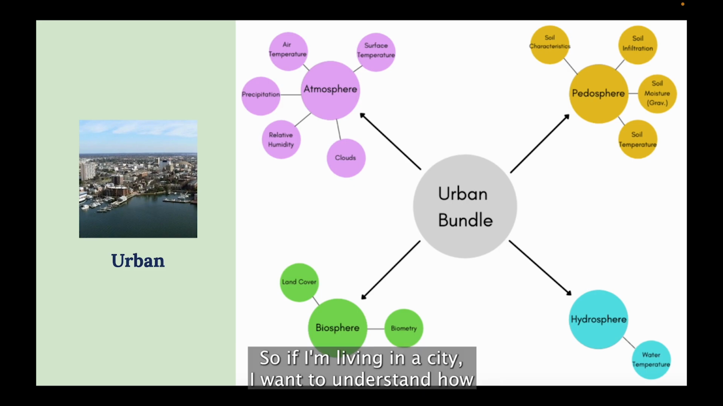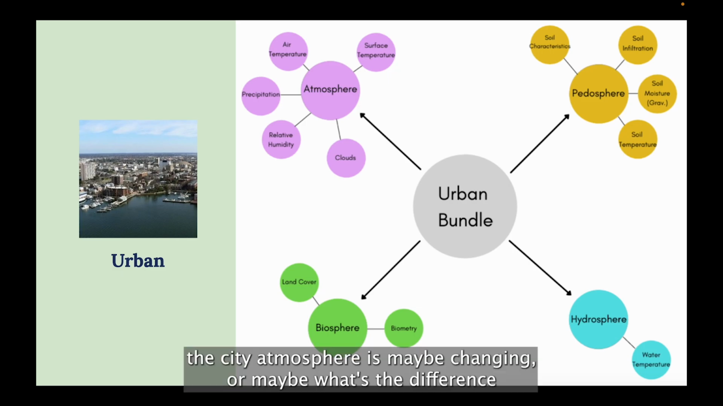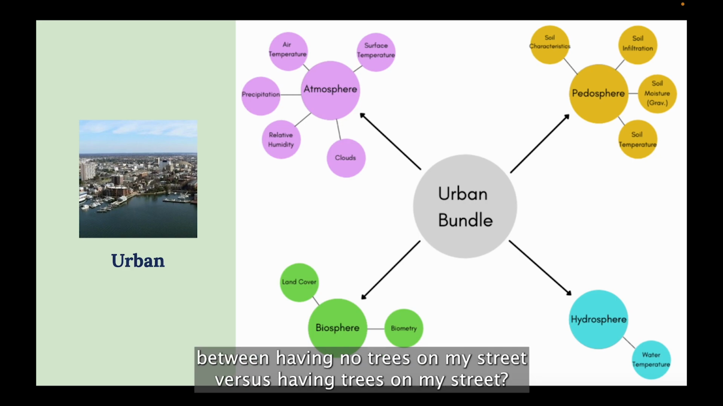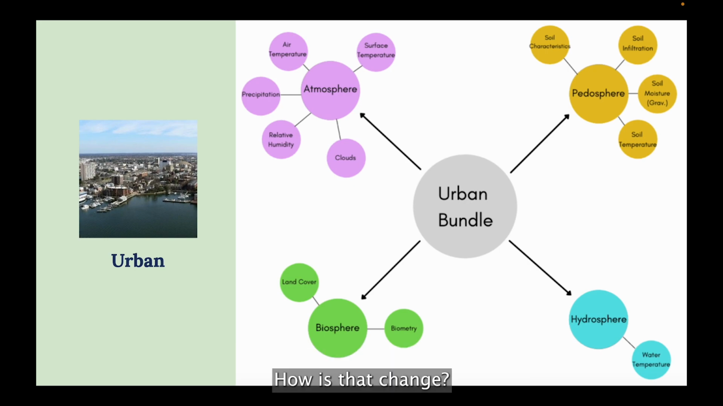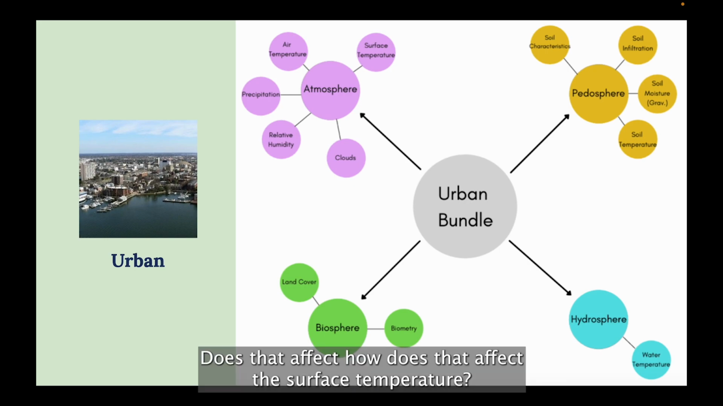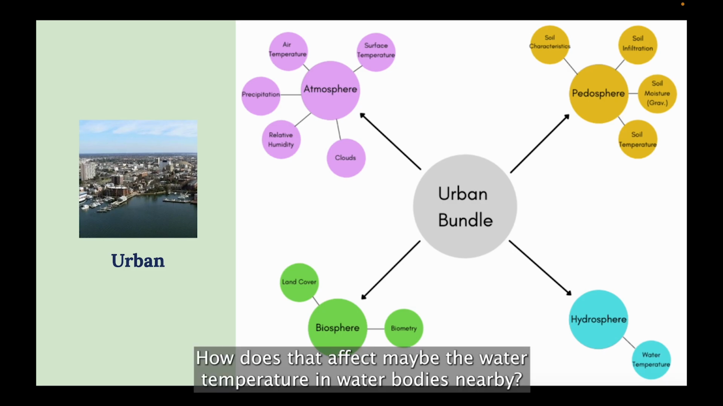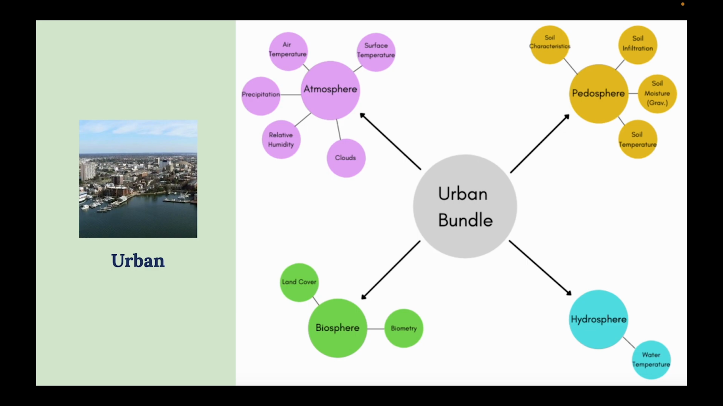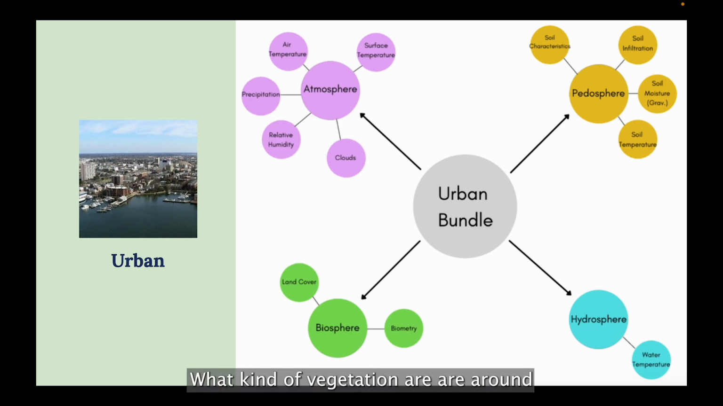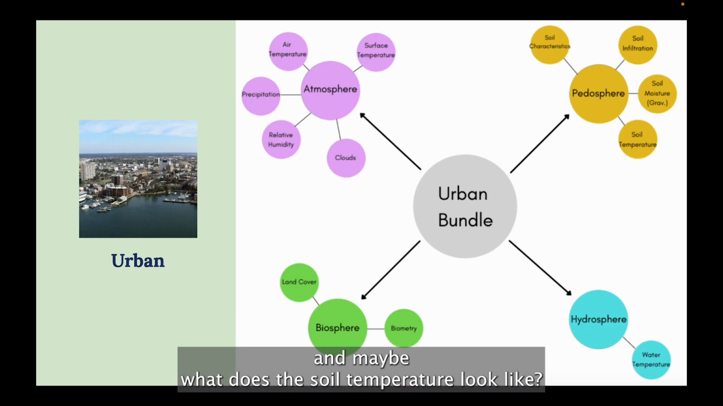So if I'm living in a city, I want to understand how the city atmosphere is maybe changing, or maybe what's the difference between having no trees on my street versus having trees on my street. How does that change? How does that affect the surface temperature? How does that affect maybe the water temperature and water bodies nearby? What kind of vegetation are around, and maybe what does the soil temperature look like?